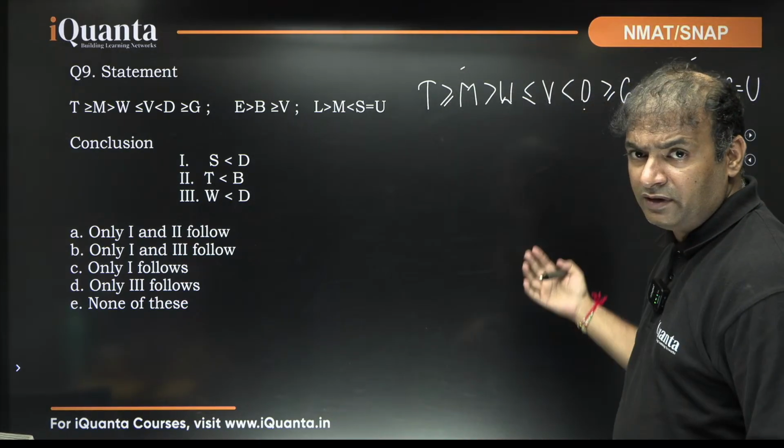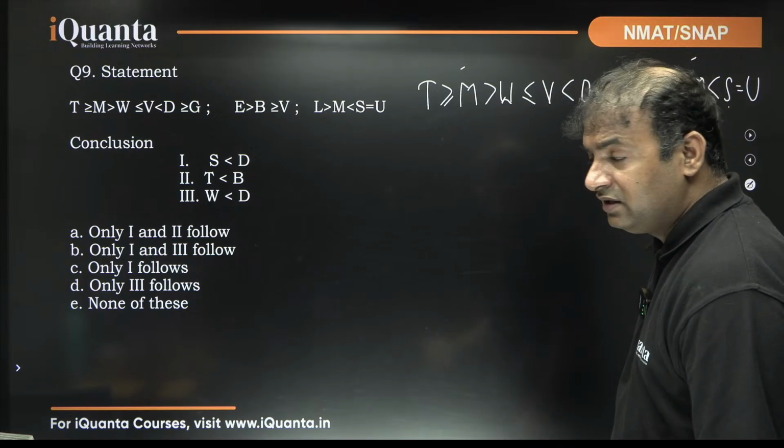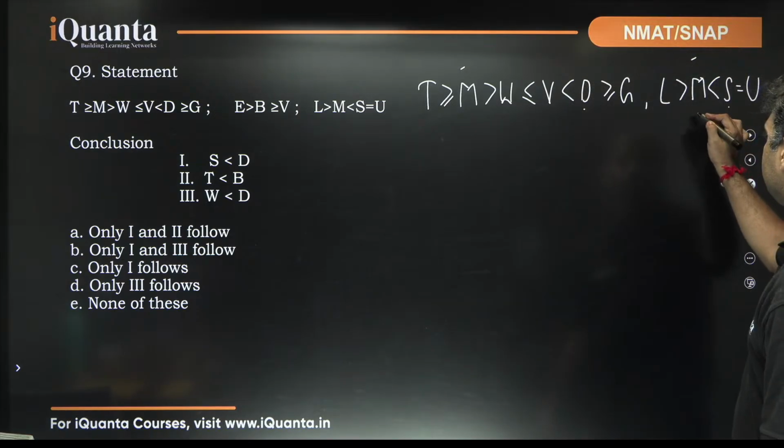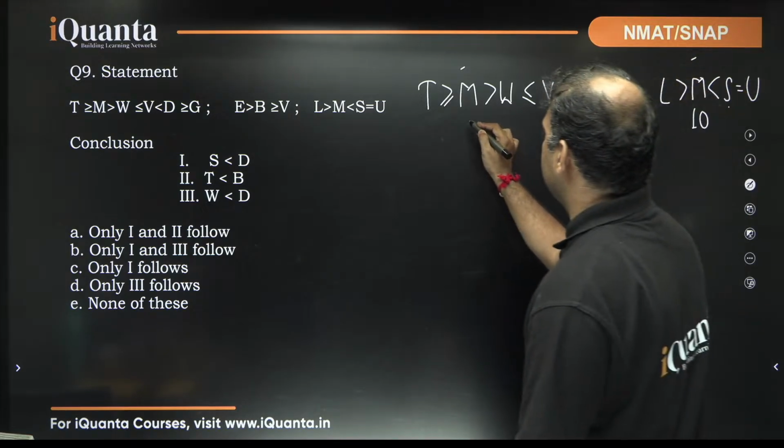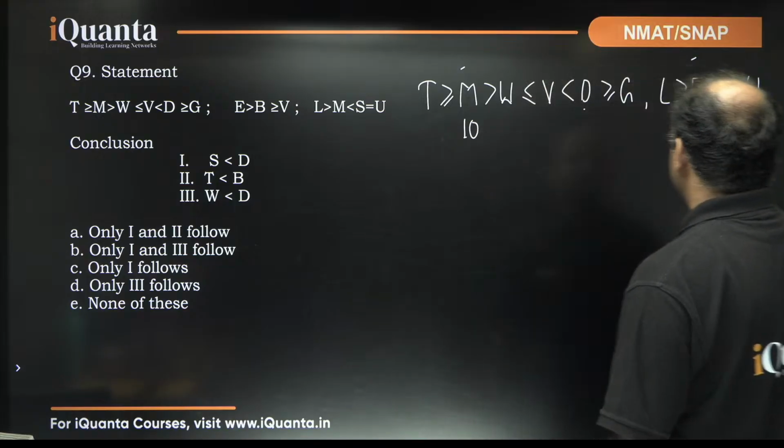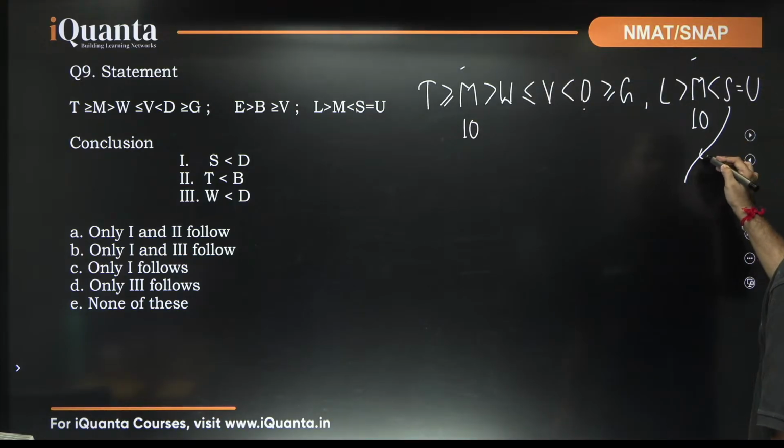Why do we write the other variables? Obviously no need. So let's start with M. Let's say M is 10 for a while. Okay guys, M is 10 for a while. If M is 10, S has to be what? S has to be less than M.